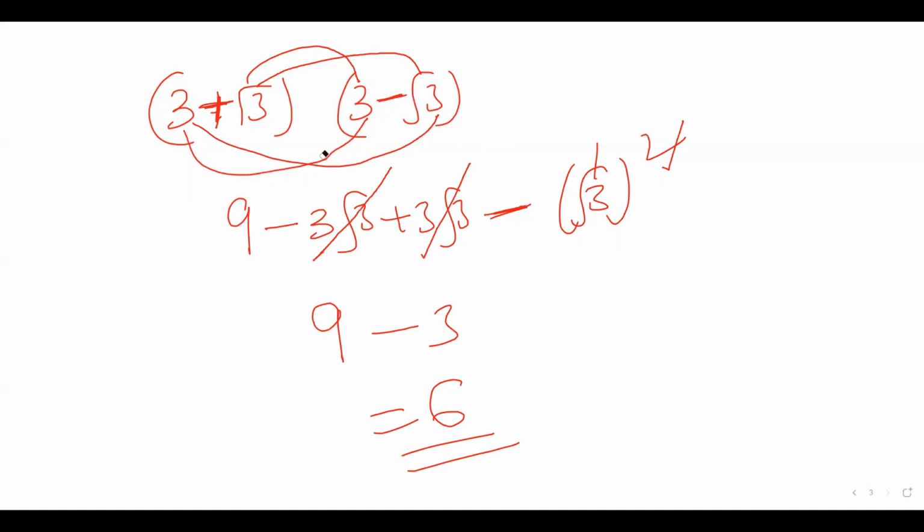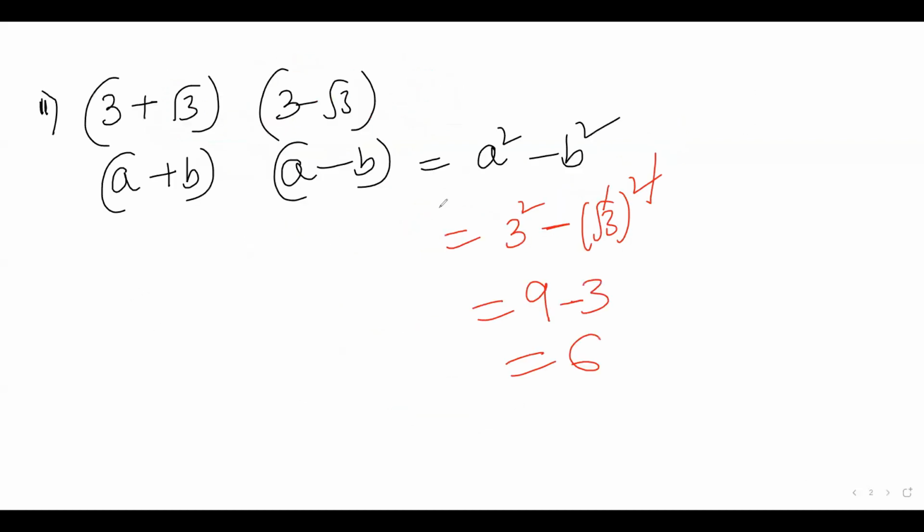If you don't want to apply any formula, you can multiply and then simplify to get your answer, or else simply use this formula: (a plus b) into (a minus b) is equal to a square minus b square. In both cases, you will get 6 as the answer.